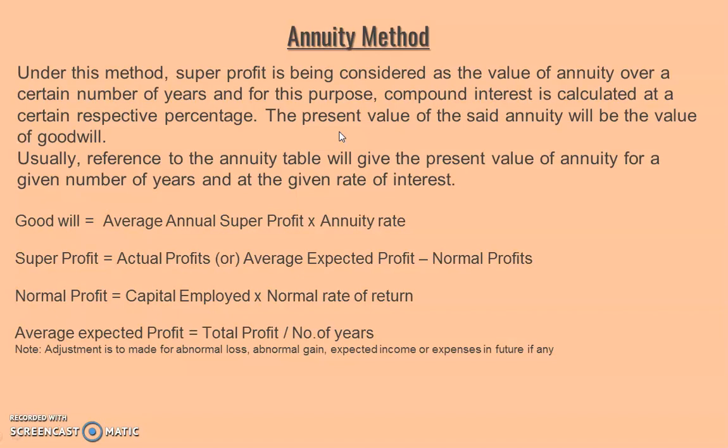Super profit is to be computed as the difference between the actual profit or average expected profit and normal profit. The normal profit is computed using the formula capital employed into normal rate of return, and average expected profit is average profit minus or plus an adjustment for abnormal loss or abnormal gain and expected future expenses. With these formulas, we will see how goodwill is valued using this annuity method.